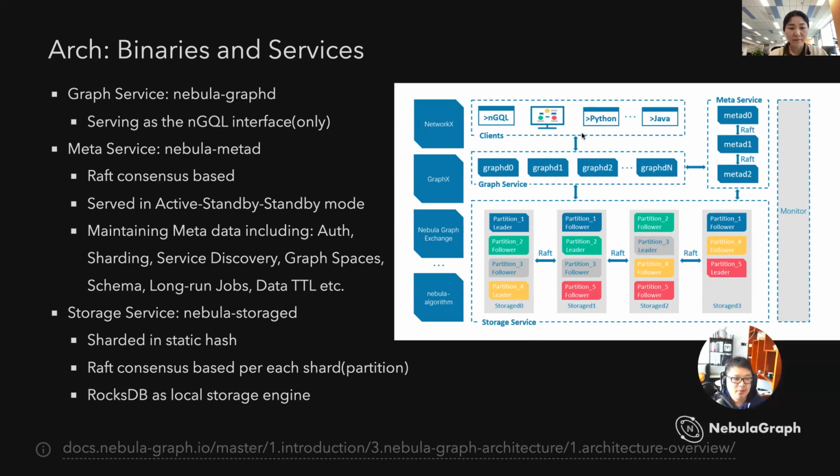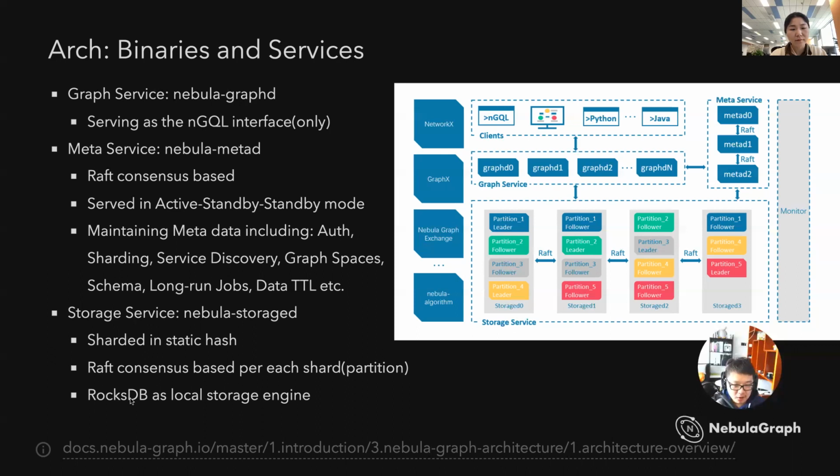For example, when you are making a login, the graph D will talk to meta D for us. So the end user won't need to talk to meta D if you are only using NGQL queries. And storage D is the one behind that serving the storage layer. It's a distributed storage, so the data will be sharded in a static hash way. It's not using a ring, and it's also in consensus with the raft protocol. Per each shard, if you choose to have multiple replicas, underlying is also raft.